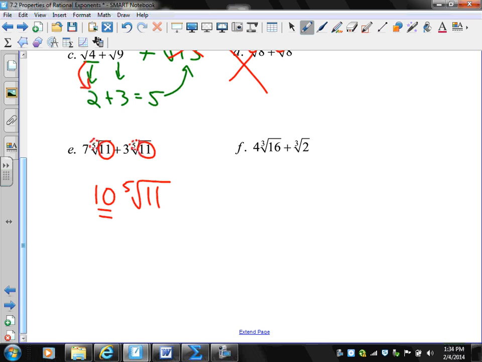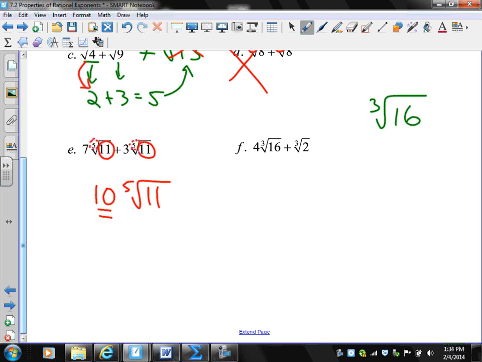Okay, last one, and we'll move on to something new here. Do these look like they're like radicals? Well, at first glance, no. I do have the same indices out here, both 3s, but the radicands are different. However, there is something we can do with the cube root of 16. Yeah, we can simplify, can't we?